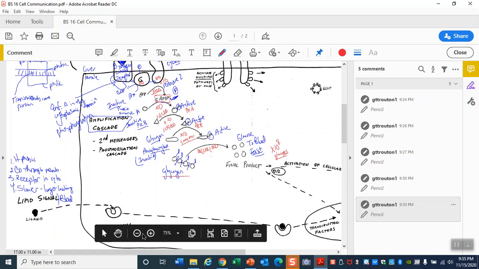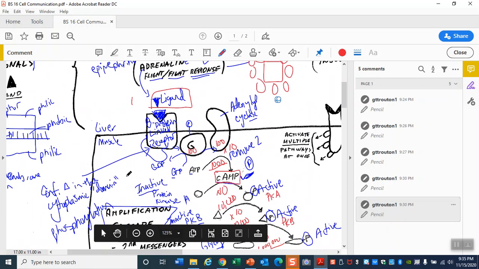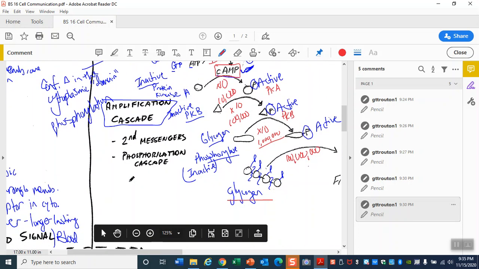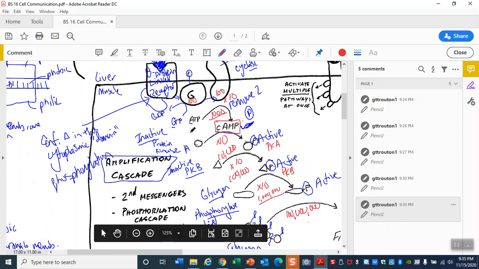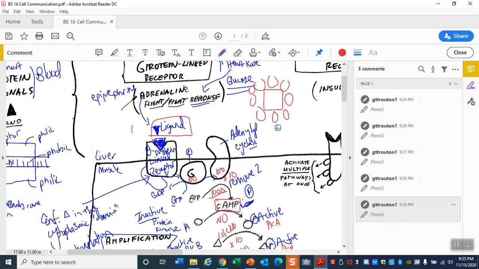Cyclic AMP is called a second messenger. And we're going to talk about second messenger molecules a lot in this unit. The first messenger, the one sending the message to the cell, is adrenaline. So this is your first messenger.